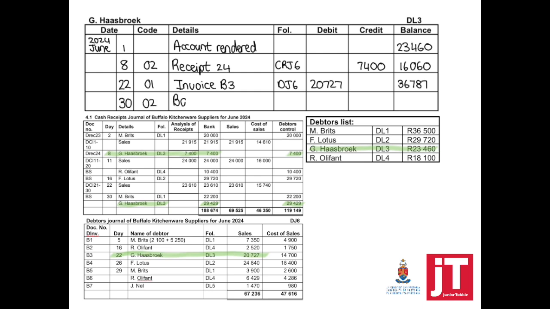Then the last transaction on day 30, source document, bank statement, amount paid by this debtor, 29,429. So the new balance is 7,358.